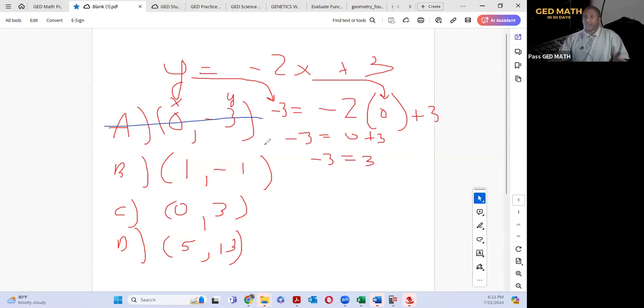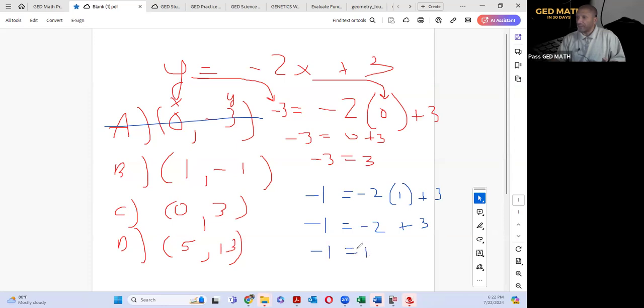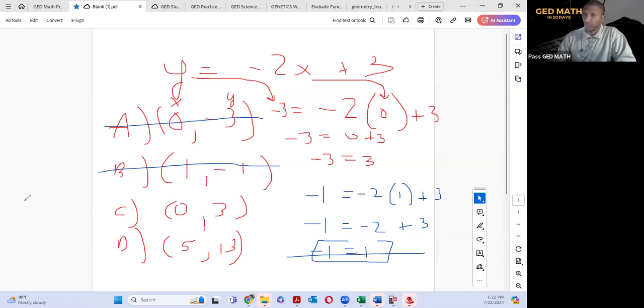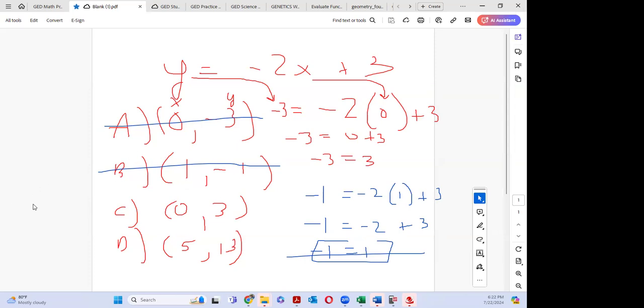I do the same thing for the second one. y is -1 equals -2 times 1 plus 3. -1 equals -2 plus 3. -1 equals 1. That's not true. So it can't be B. But if it was -1 equals -1, it would have been true. Okay, got it. Exactly. So now let's try that third one.